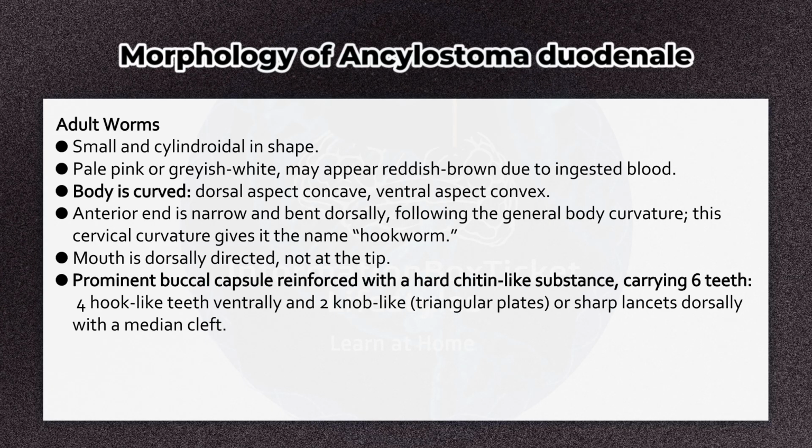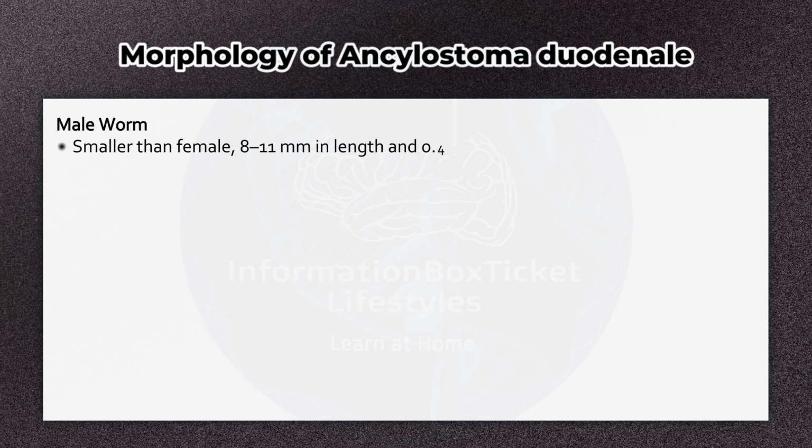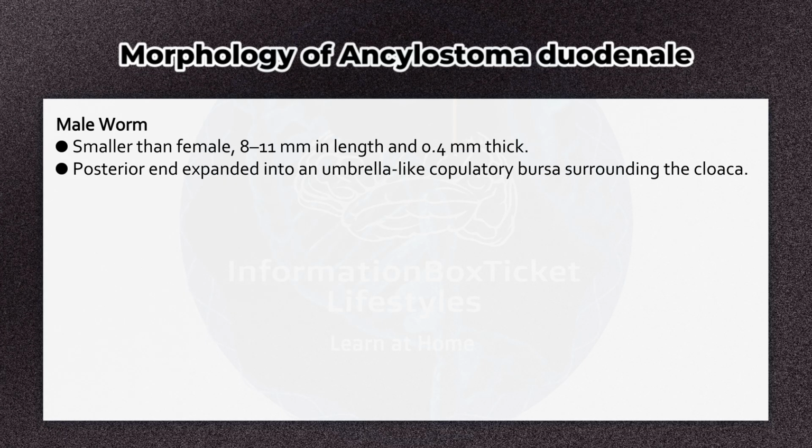Prominent buccal capsule reinforced with a hard chitin-like substance, carrying 6 teeth: 4 hook-like teeth ventrally, and 2 knob-like triangular plates, or sharp lancets, dorsally with a median cleft. Male worm, smaller than female, 8 to 11 millimeters in length and 0.4 millimeters thick. Posterior end expanded into an umbrella-like copulatory bursa surrounding the cloaca.